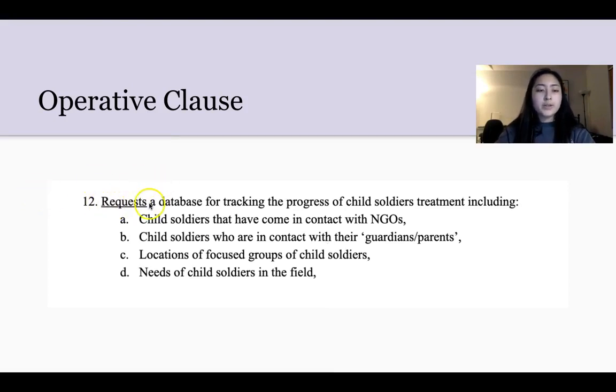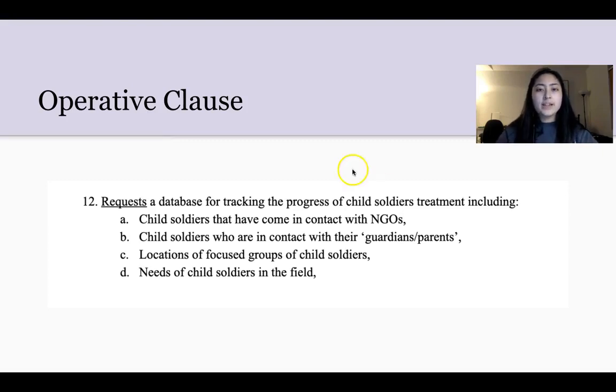So it says here, requests a database for tracking the progress of child soldiers treatment, including child soldiers that have come in contact with NGOs, child soldiers who are in contact with their guardians/parents, locations of focus groups of child soldiers, and needs of child soldiers in the field. So this is basically like they are saying we need a database to track child soldiers and where they are being taken to, if any of them have been kidnapped, and so on.